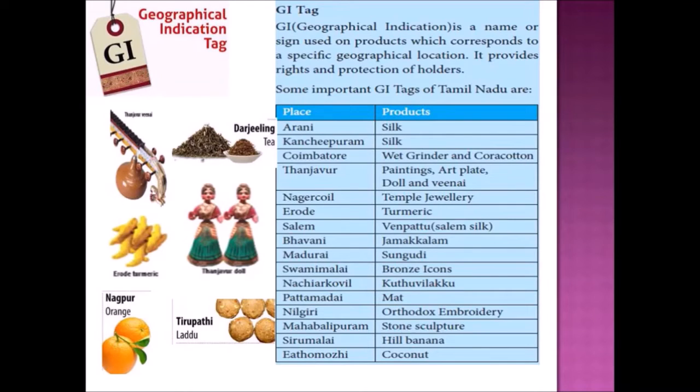That is, laddus which are made in other places cannot be named as Tirupati laddu because only an authorized user can make use of that name. So therefore, the product is legally protected and the quality of the product is also maintained. Likewise, Kanchipuram silk. A silk saree woven in some other place cannot be named as Kanchipuram silk because only the authorized users can use that name.